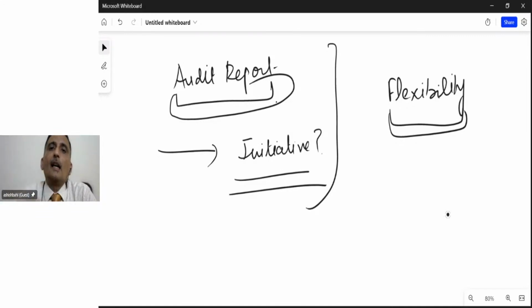So it is not that SA 700 standardized one thing, and every auditor has to follow this without any leeway. He has the leeway to modify his opinion, keeping in view the audit evidence obtained. He has the leeway to state significant matters, and there are other things also which we shall be discussing in the course of this chapter.